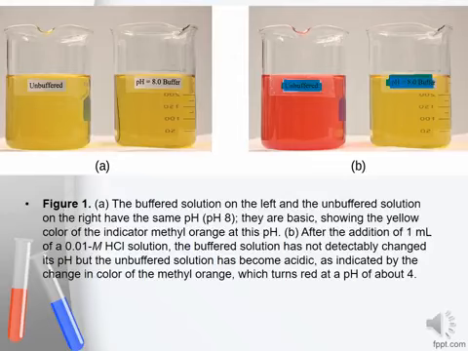Then how am I going to know which beaker contains the buffer? The beaker that resists the pH and does not change its color will contain the buffer. But the beaker that changes its color early and very easily is the unbuffered one, or the beaker that contains no buffer.